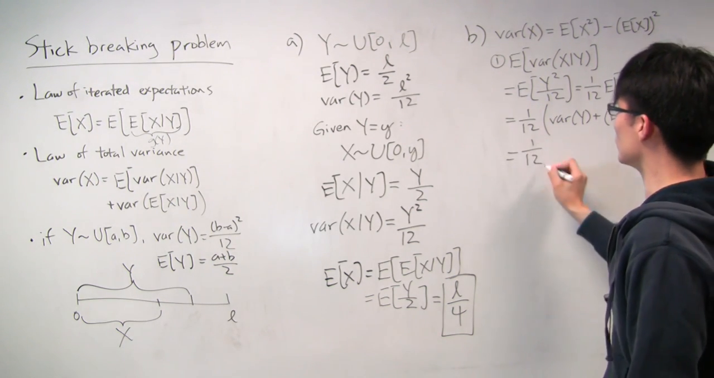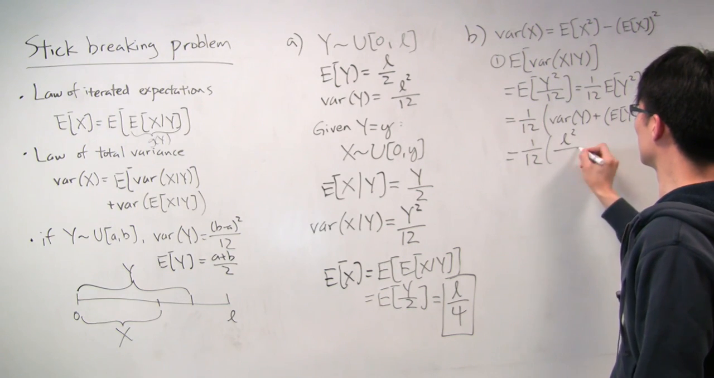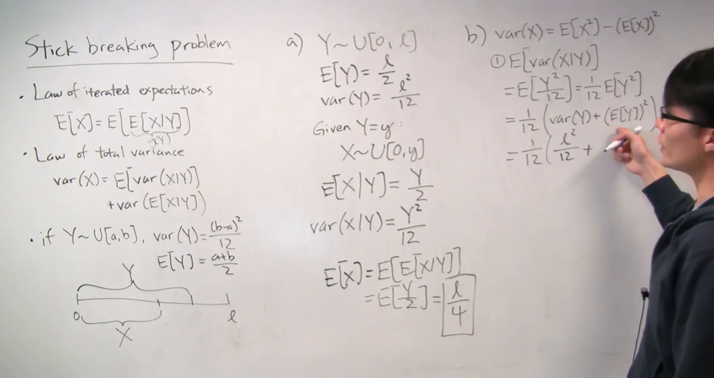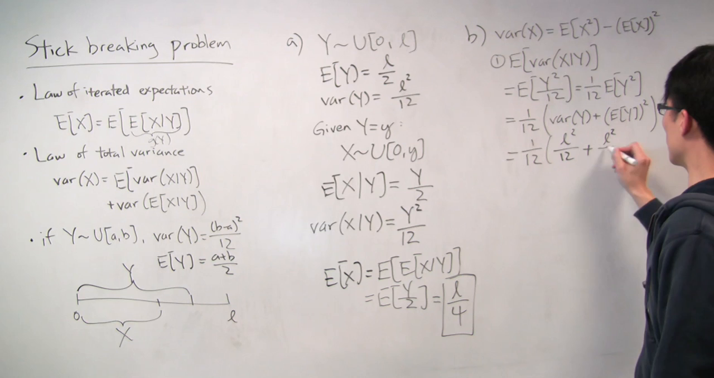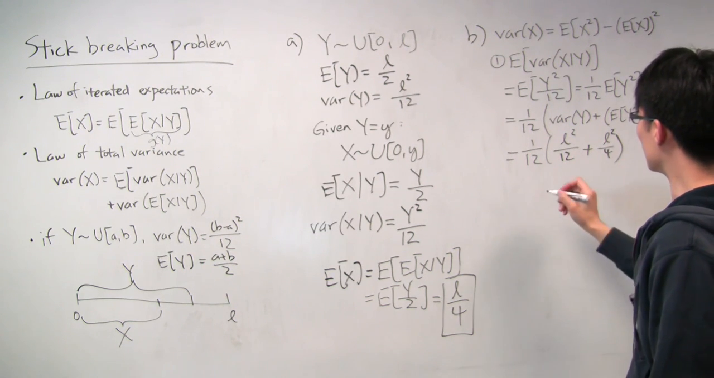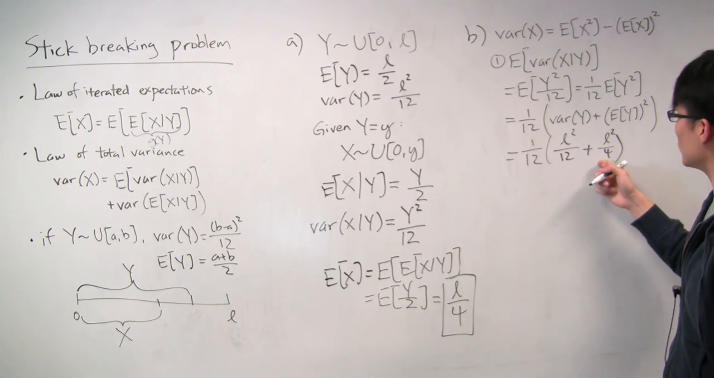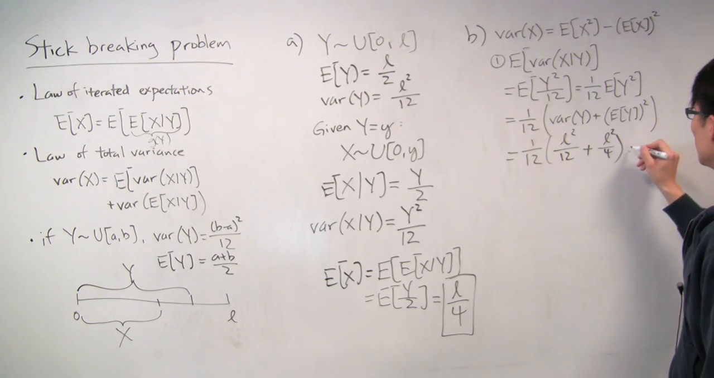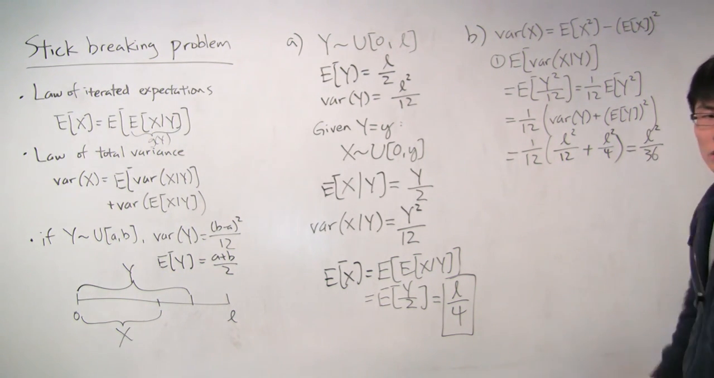And we know what these two terms are. The variance of y is L squared over 12. And the expectation of y is L over 2. So when you square that, you get L squared over 4. And the final thing that you get, so L squared over 12 plus L squared over 4 gives you L squared over 3. And you get that the first term is L squared over 36.